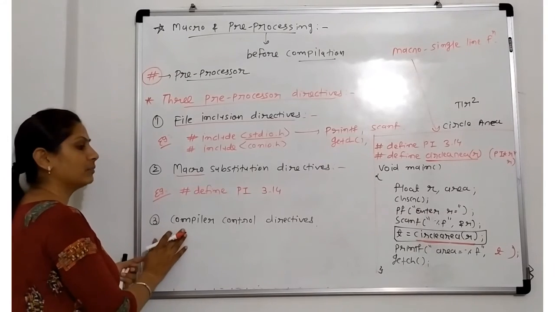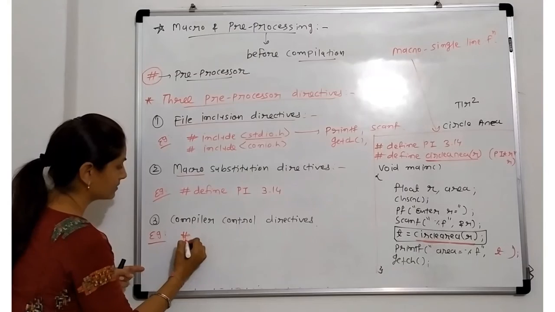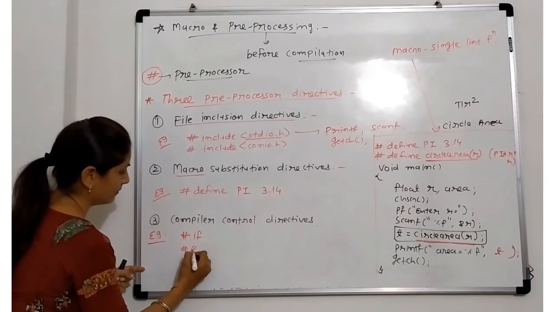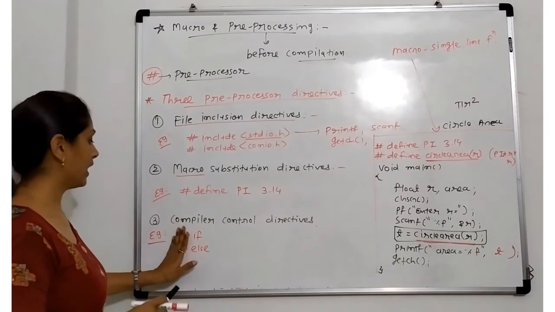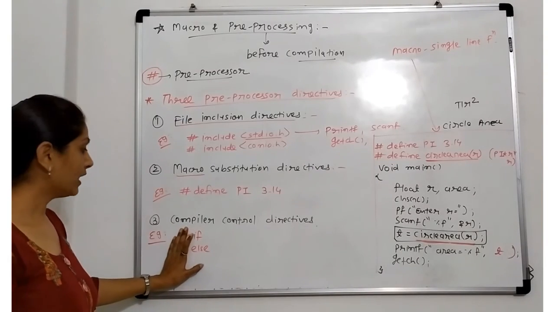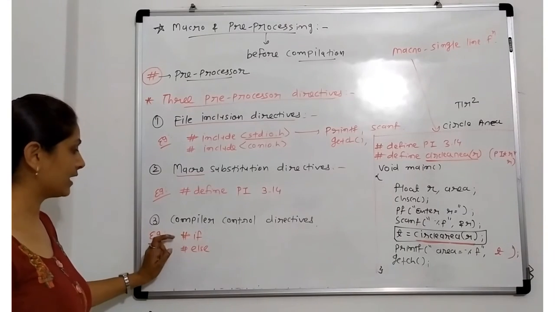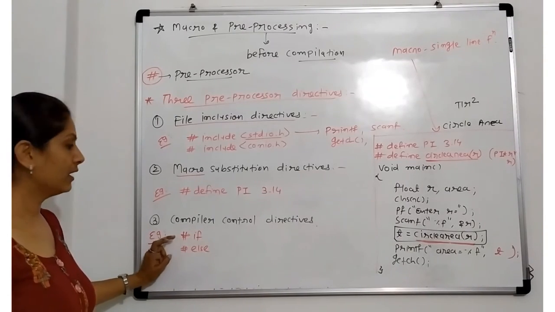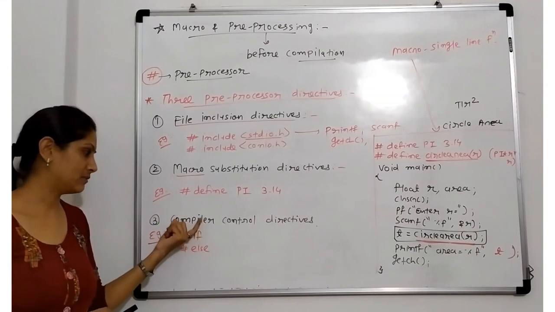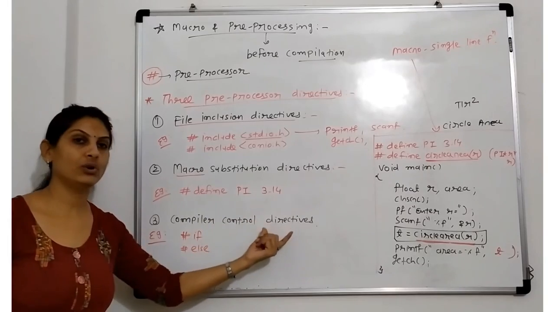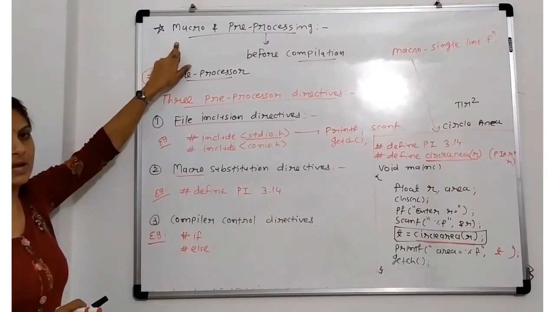Now the last is compiler control directives. The examples are hash if and hash else. If you remember, in any program we use if else, and it is executed at runtime. But whenever we write if with a hash sign before it, then it is executed at compile time. So the name is compiler control directives. So this is the preprocessor and macro topic.